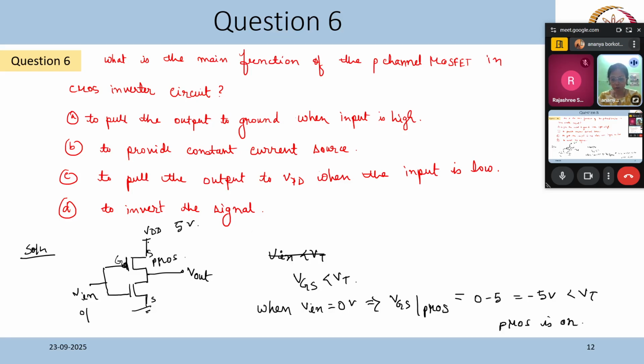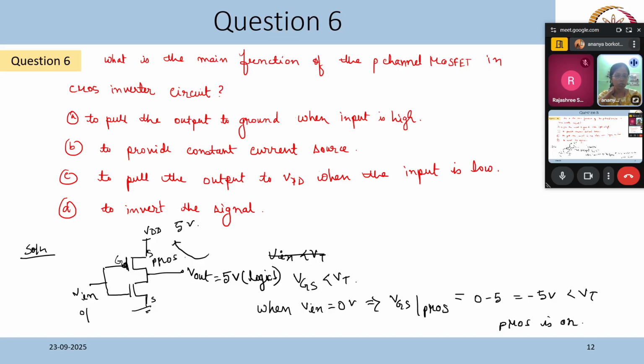When PMOS is on, basically this path is on. There is a connection, there is this channel or path between the source and drain, and our output terminal is connected to this drain, right? So basically this path will be on. So our output will be 5 volt, which is logic 1, or digitally 5 volt we say as 1, right? So we are applying 0 input voltage, but we are getting 5 volt of output voltage, or logic 1 as output voltage. That is basically the inverting application.